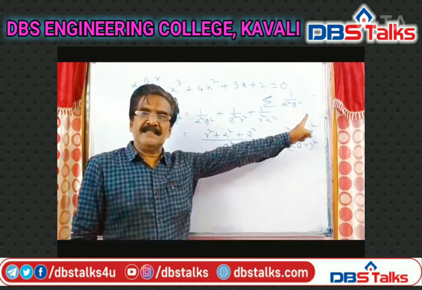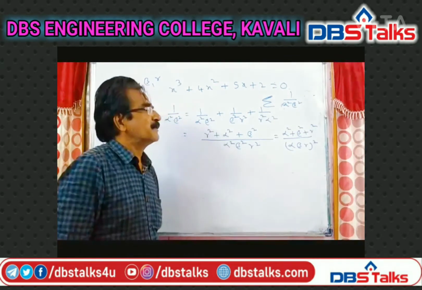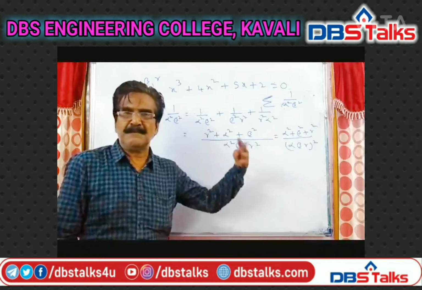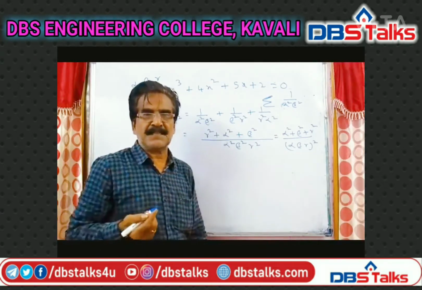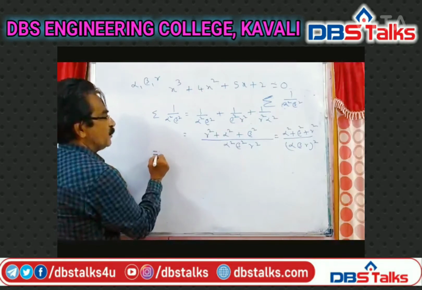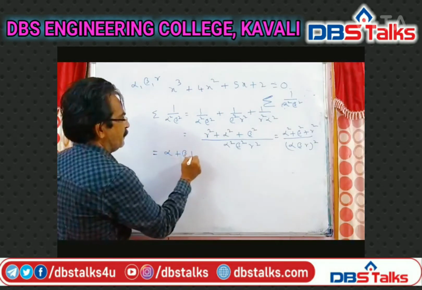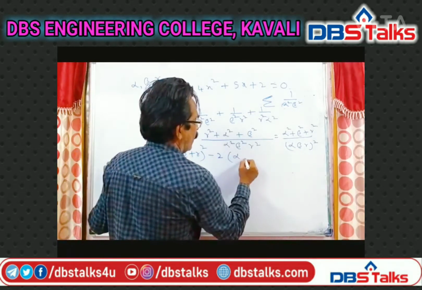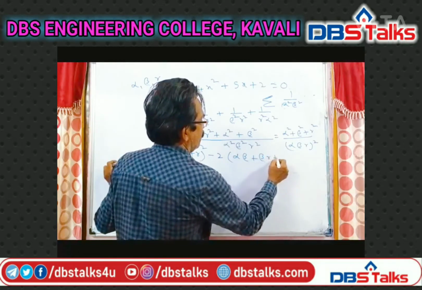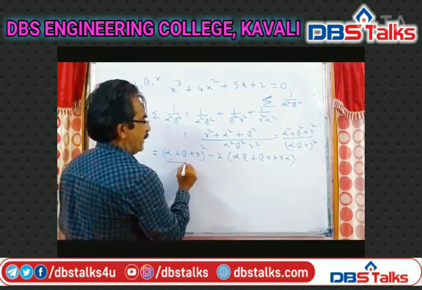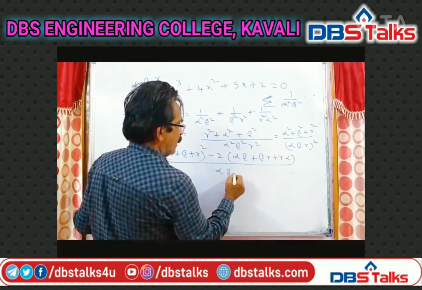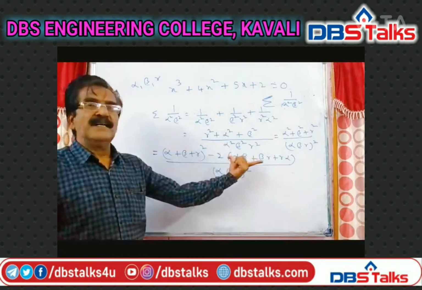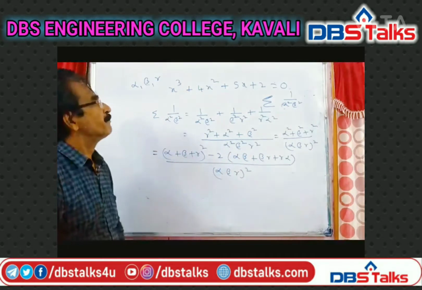Friends, the numerator is alpha square plus beta square plus gamma square, that is a square plus b square plus c square. A square plus b square plus c square is equal to a plus b plus c whole square minus 2 into ab plus bc plus ca. So this is equal to alpha plus beta plus gamma whole square minus 2 into alpha beta plus beta gamma plus gamma alpha by alpha beta gamma whole square. So this is the reduced form.